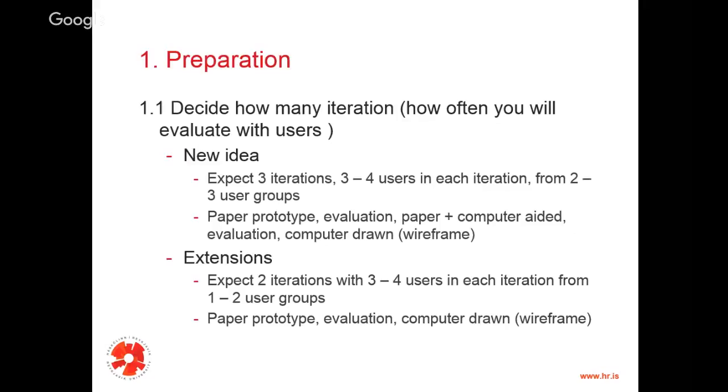If you have an extension to a system that is already there, like if we were doing a new thing, maybe for the web, maybe a web for a research center that doesn't have a web now, but this will be a part of the RU web, we could expect 2 or 3 iterations with 3 or 4 users. So then you would do a paper prototype, you would do an evaluation, and then a computer drawn prototype.